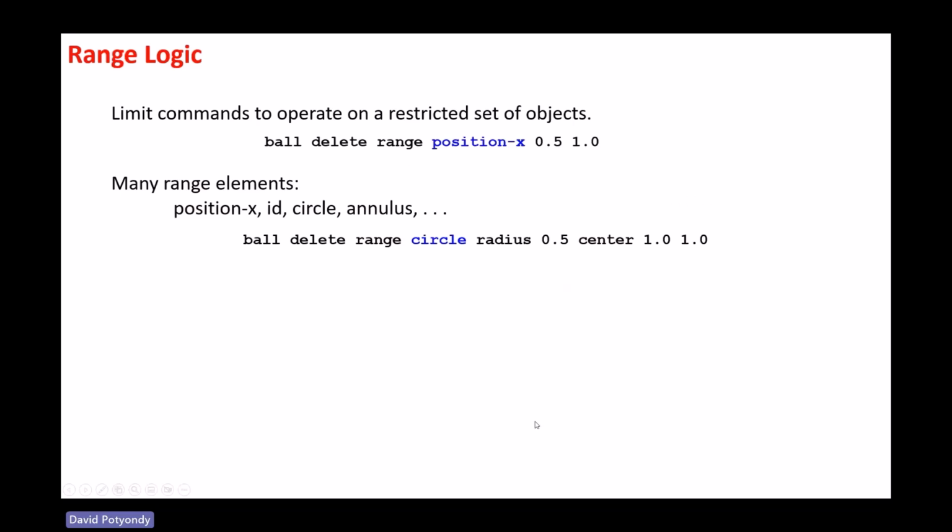Okay, there are many different what we call range elements: position, circle, annulus. So here, for example, is using the circle range element, right?